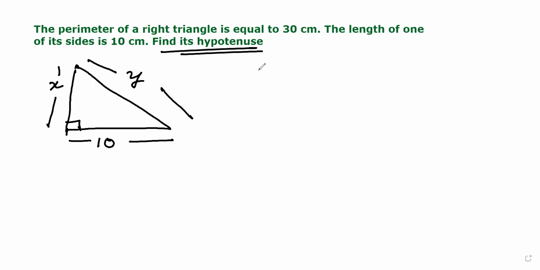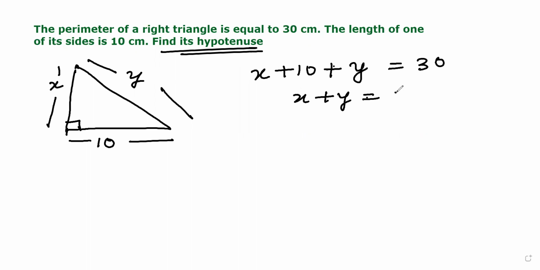So the perimeter is 30 centimeters. If you add the legs, you get x plus 10, and the hypotenuse y, which means I'm adding all the three sides, I get my perimeter, which is 30. So x plus y is 30 minus 10, which is 20, isn't it? You can call it equation 1. Of course, I just need to know y. I don't need x right now, as per the question.